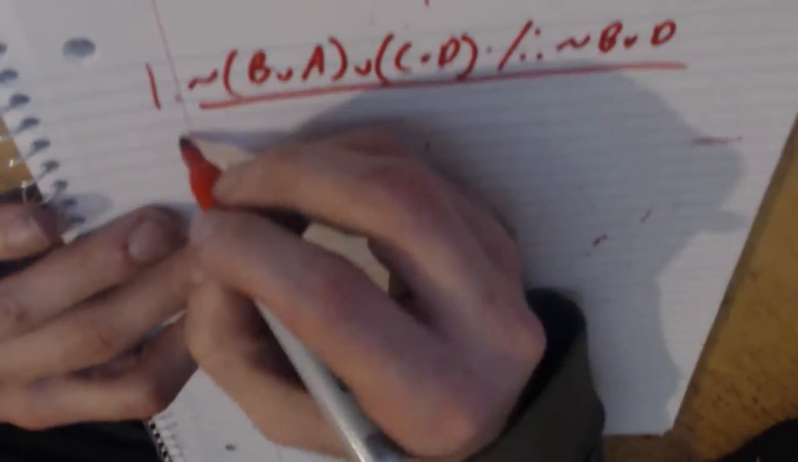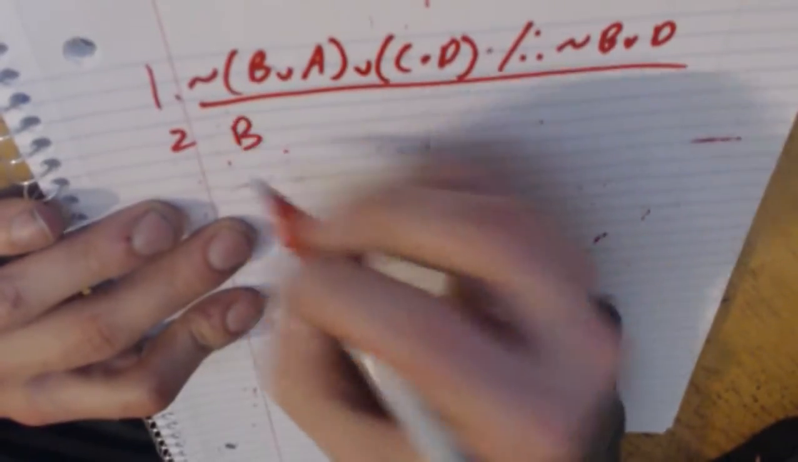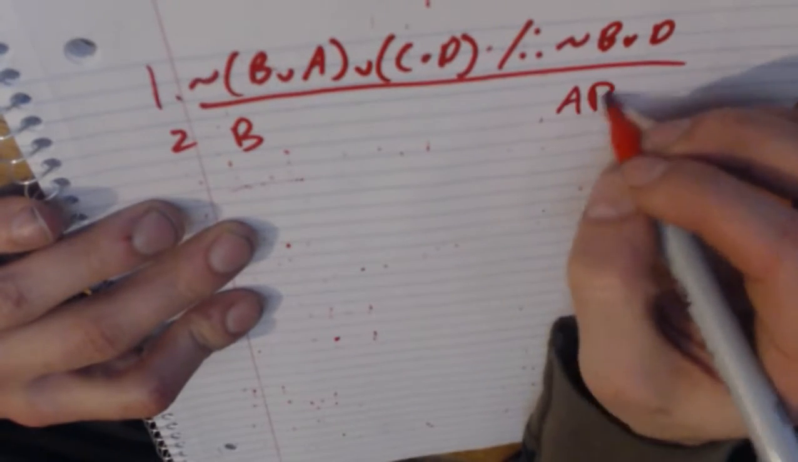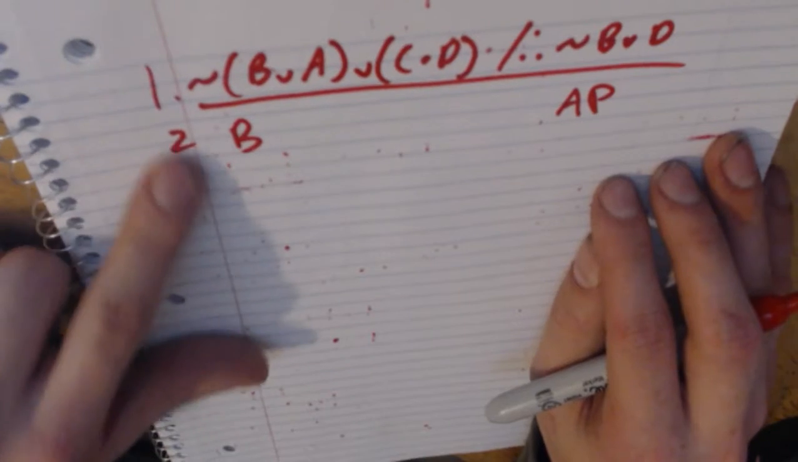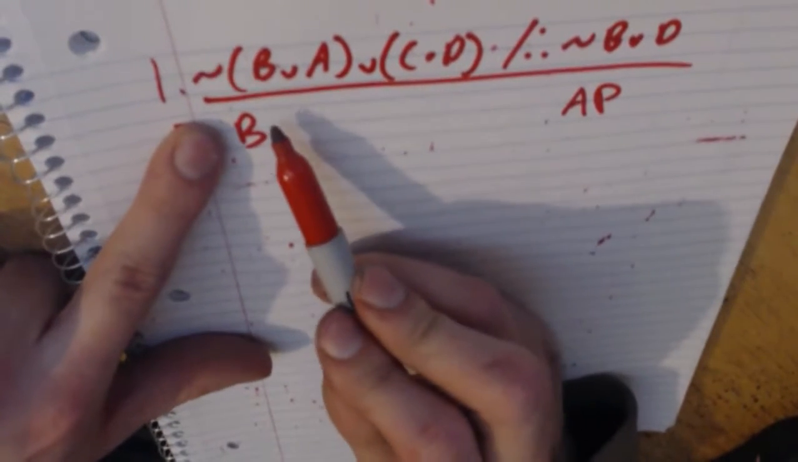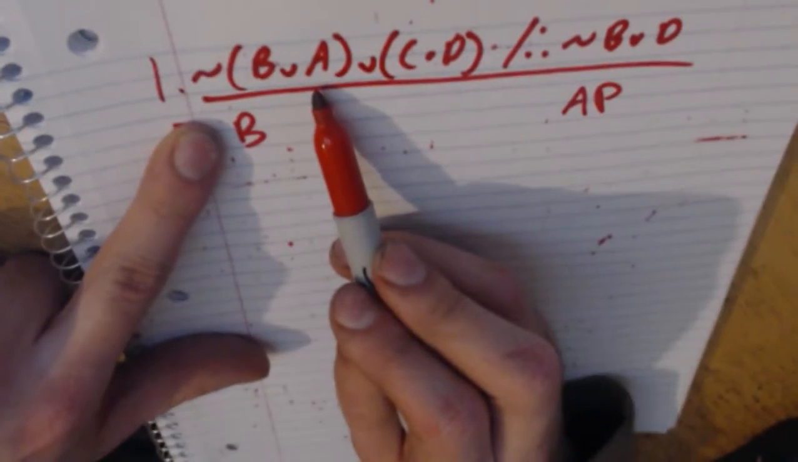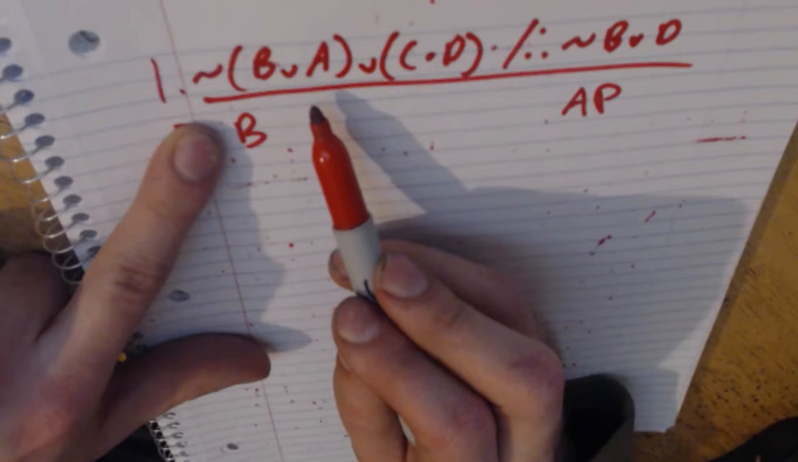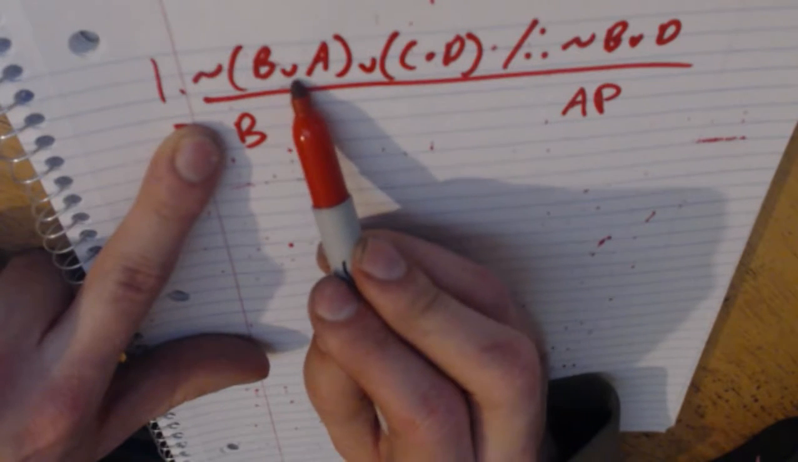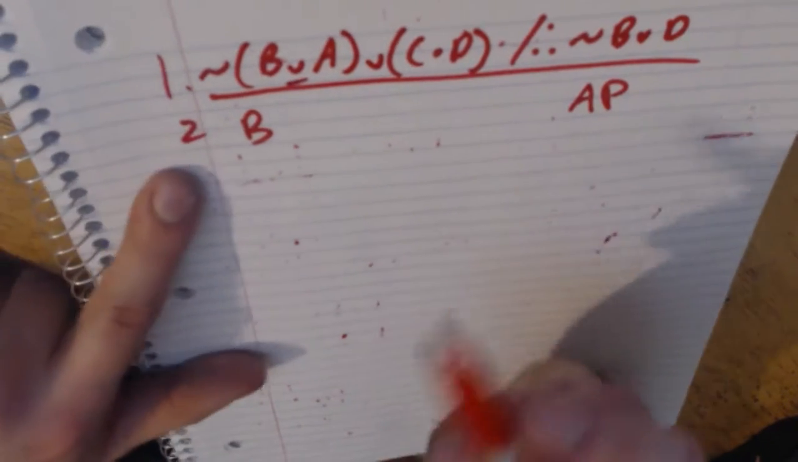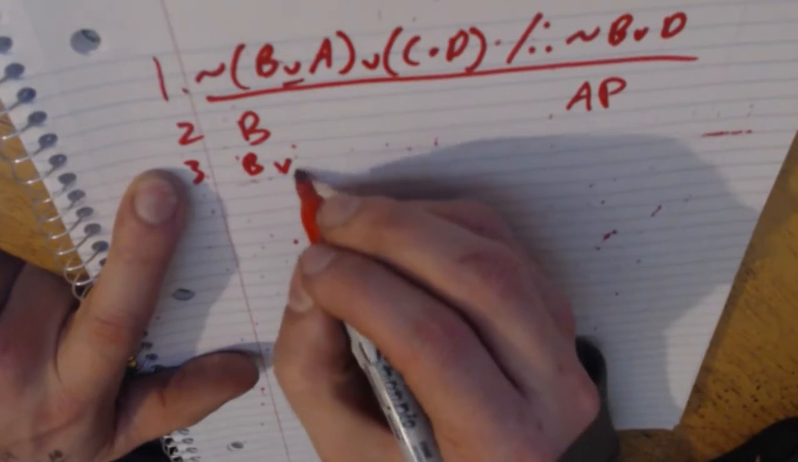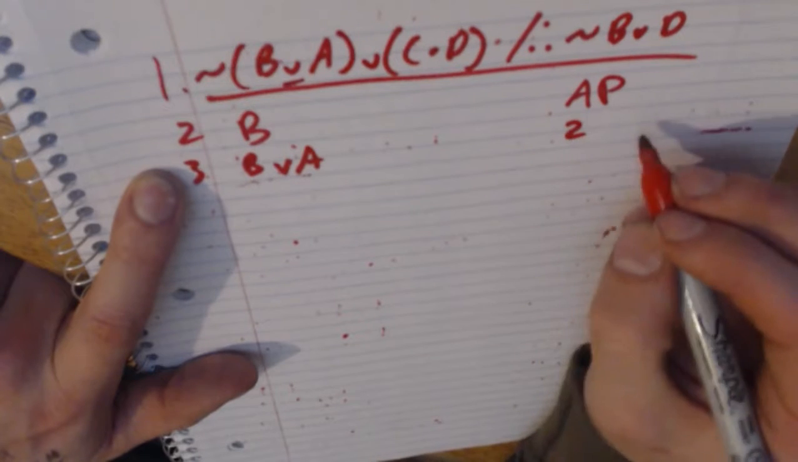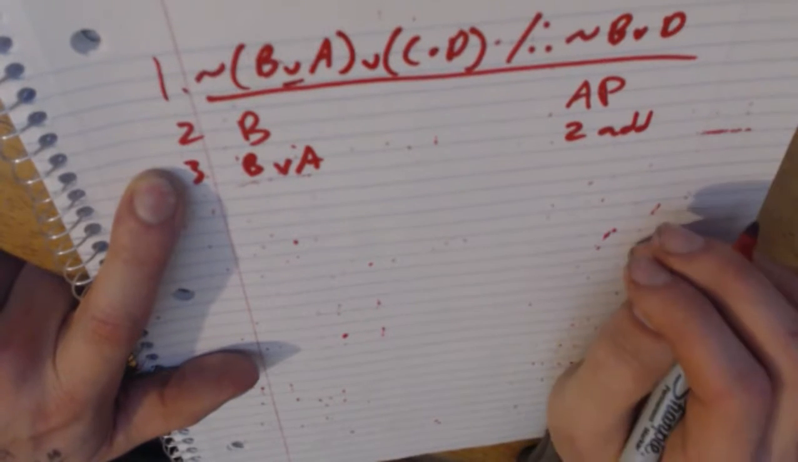Alright, so 2, B, and that's going to be our assumed premise. Alright, now right here we have a B or A. Now remember our good old friend addition that uses this symbol, not the and symbol. So 3, B or A by line 2, addition.